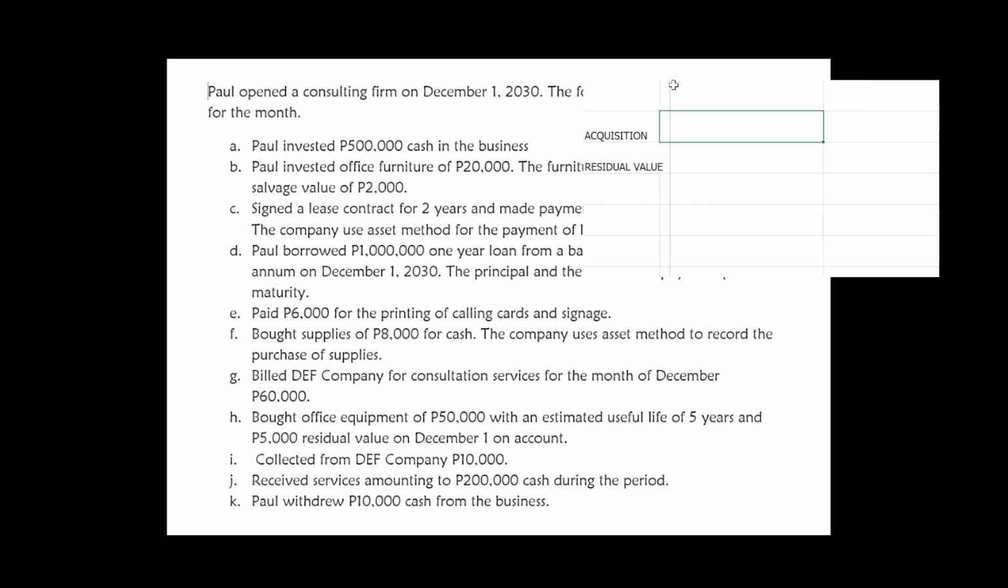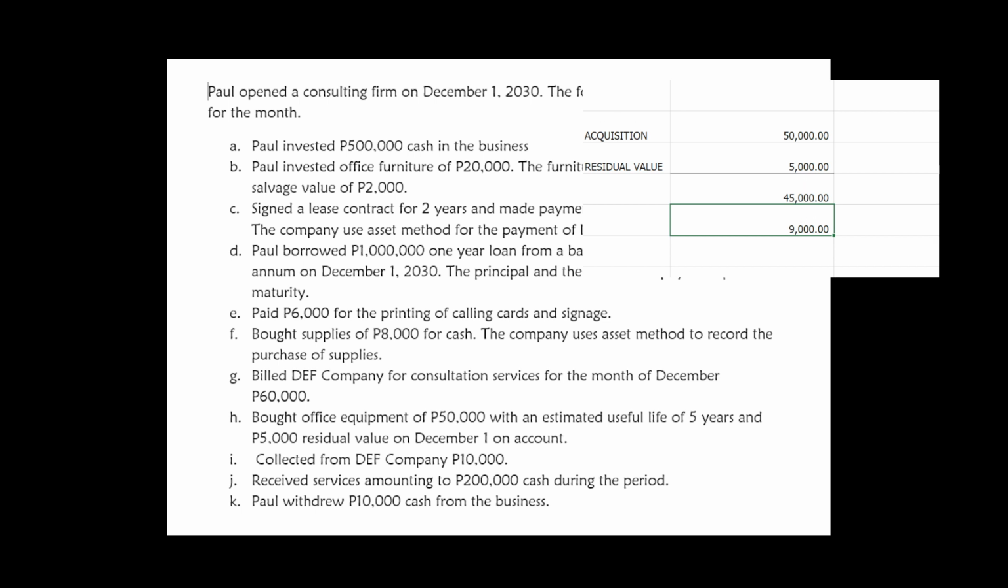Okay, so yung ating acquisition cost, ano ba yun? Magkano yun? 50,000. And then yung ating residual value, ibabawas muna natin bago tayo makapag-compute ng ating depreciation. Okay, so bawas natin yan. So that is 45,000. So yung ating estimated useful life is 5 years. Okay, so 45,000 divide natin by 5 years. So, ibig sabihin yung ating annual depreciation is 9,000.